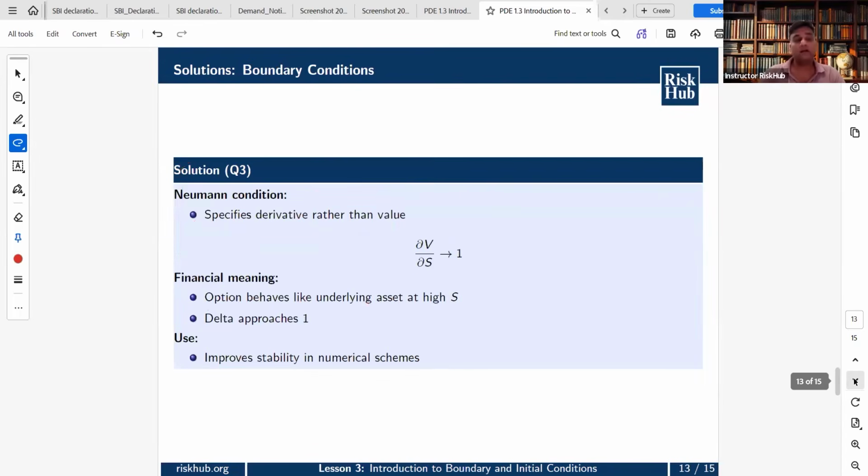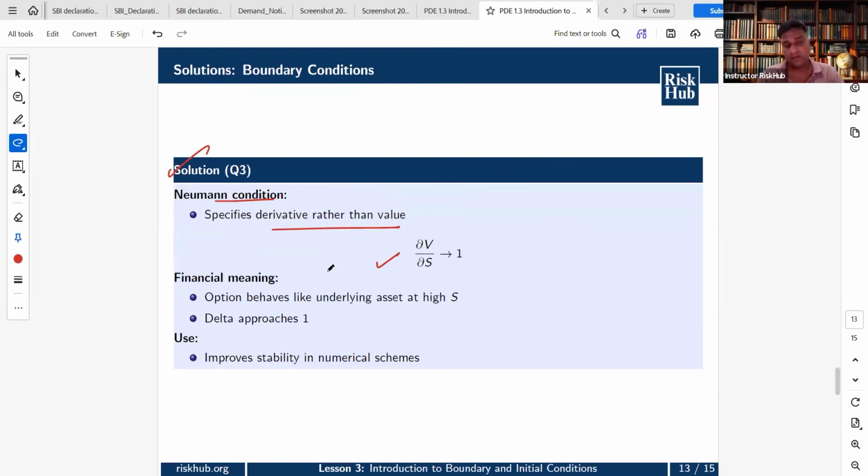Then we get into the next part, solution number 3, which is the Neumann condition, where the derivative rather than the value is given. The financial meaning is that the option behaves like the underlying asset at high S. Delta approaches 1, which improves stability in numerical schemes. It applies mainly to a call option at very high stock price.